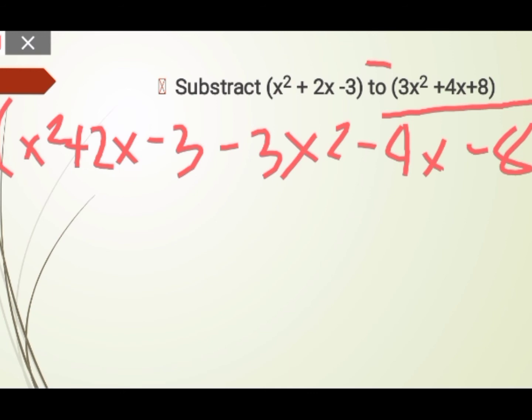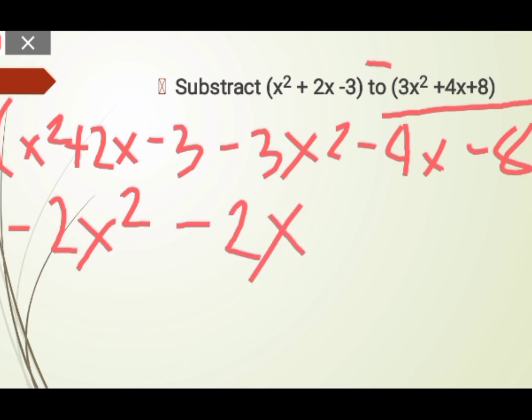What are the similar terms here? We have negative 3x squared and x squared. Again, negative symbol, so automatic minus. The value of 3 is bigger than the value of 1, so we have negative 2x squared. The next is negative 4x plus 2x, so negative 2x. Negative 8 minus 3 would be negative 11.